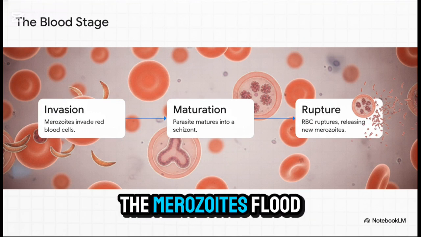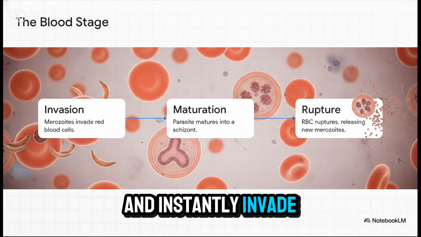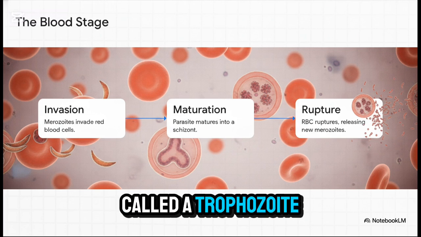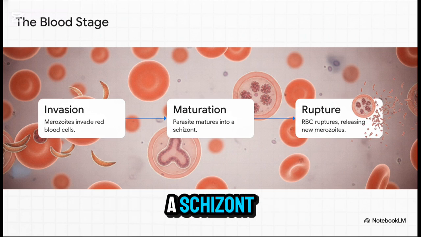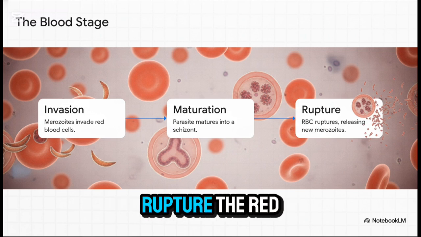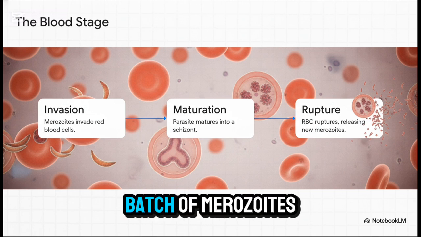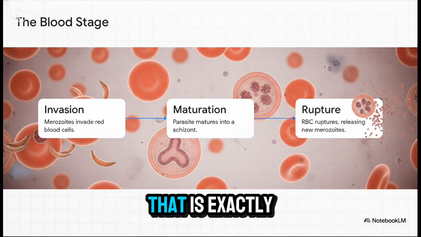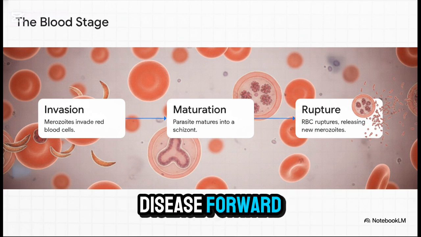The merozoites flood the bloodstream and instantly invade your red blood cells. Inside, the parasite matures. It goes from a feeding stage called a trophozoite into a dividing mass known as a schizont. Then they violently rupture the red blood cell, releasing a fresh batch of merozoites to infect even more cells. This relentless loop of invasion, multiplication, and rupture, that is exactly what drives the disease forward.